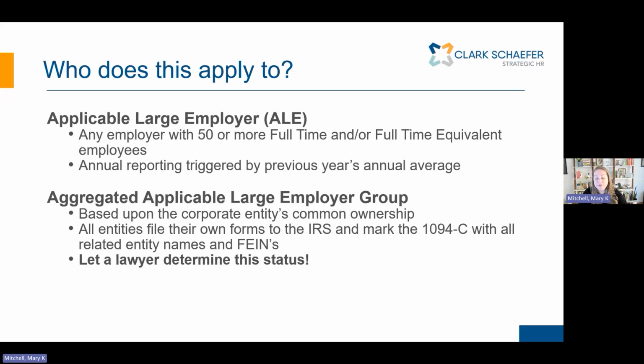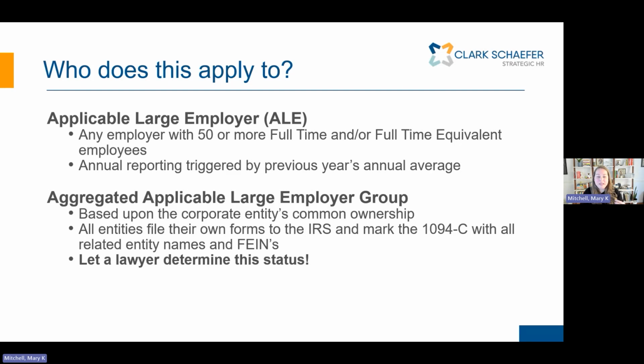Now, a full-time equivalent employee is basically adding up all of your part-time employees' hours and then figuring out how many of those hours would be the equivalent of a full-time worker, right? So we would take all of your part-time workers' hours for a month and then divide that by the full-time number, and that would be your number for full-time equivalent. We'd add that to your full-time regular employees to determine whether or not you have reached that 50 or more number.